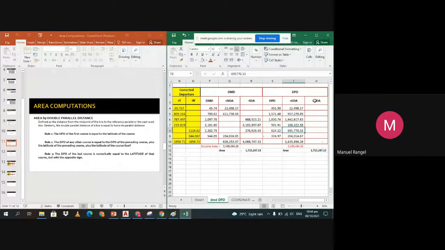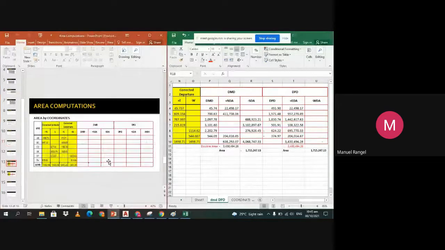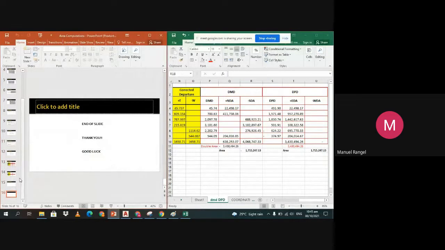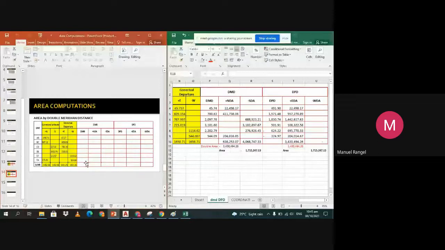That is 3,494.26. So there is nothing in the west because there is no negative. Then this is the double area, so we divide it by 2. So the area is 1,715.247.13, a positive sign. If you notice, it is almost the same as what we computed using the DMD and DPD methods. The values are the same, so our computation is correct. Okay?